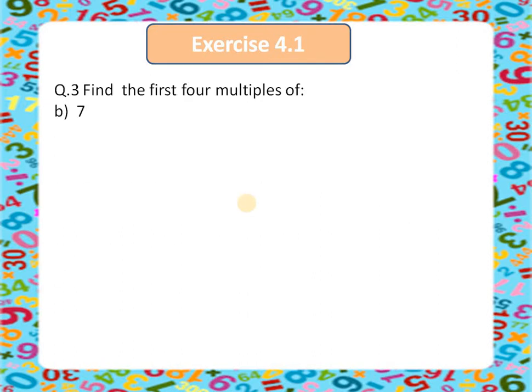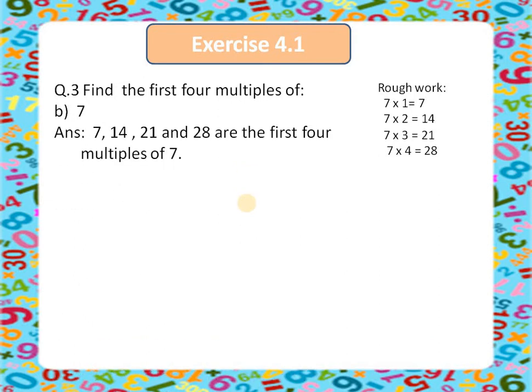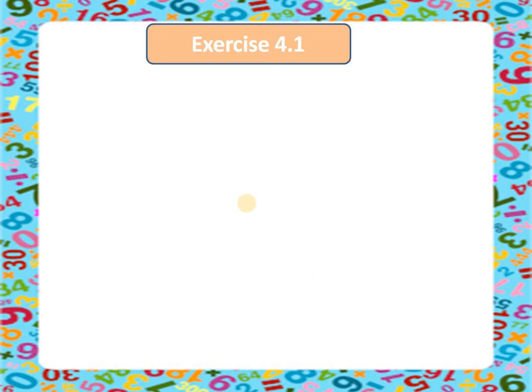On the basis of this question, similarly B is also done like that. Find the first 4 multiples of 7. So rough work we are going to prepare. 7 1s are 7, 7 2s are 14, 7 3s are 21, 7 4s are 28. The answer which we have got, 7, 14, 21 and 28 are the first 4 multiples of 7. C is not done here because it is given to you as a question.